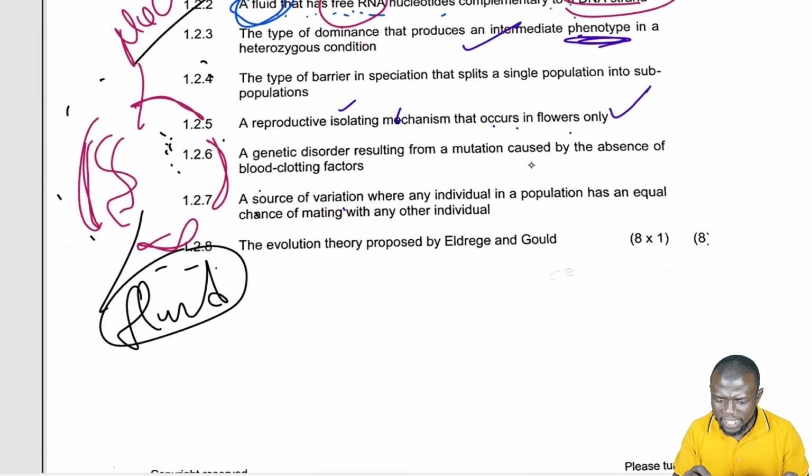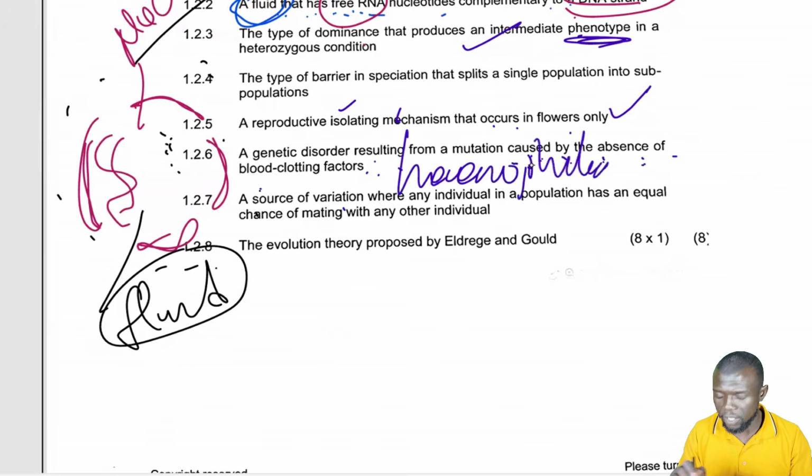They are saying a genetic disorder resulting from a mutation caused by absence of blood clotting factor. If you don't have blood clotting factor, it means that when you have a hole, maybe you have got something on your skin, the blood will ooze. When the blood oozes, we call it hemophilia.